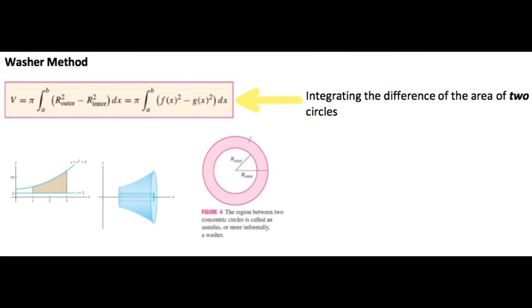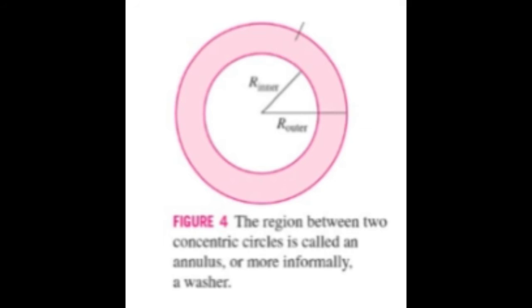So this now brings us to the washer method, and right off the bat you'll probably notice the biggest difference here, which is you're integrating two circles. That's because in the washer method you're finding the area between two curves and rotating it around the axis to create a 3D figure. This also creates a different looking cross section.